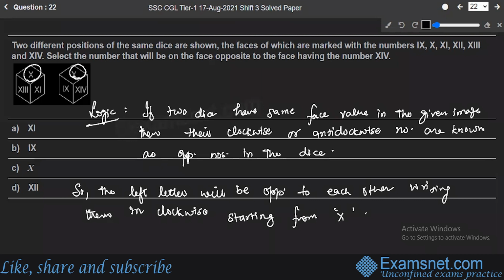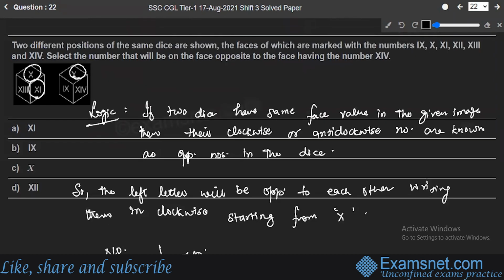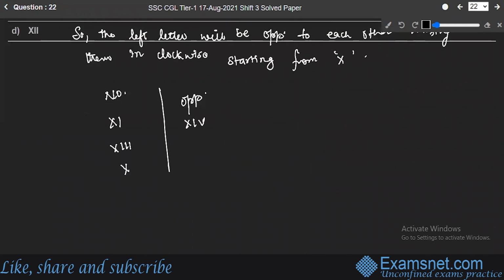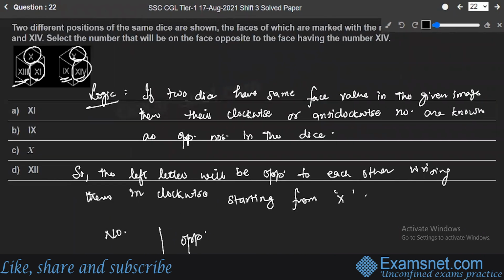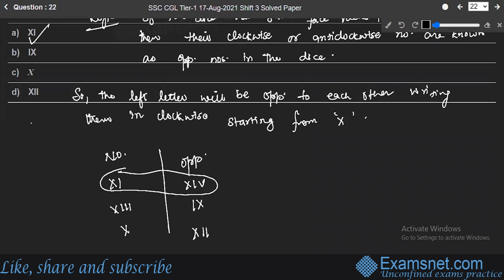I'll make a chart over here. That will be easy. I'll write down the number and the opposite to that. To 11, to 13, and to 10. To 11, you have the opposite as 14. To 13, you have the opposite as 9. And to 10, if you open the whole dice, you will see the opposite is 12. Now in our question, what was the question about? You had to answer what will be the opposite face to 14. The opposite face to 14 is number 11, right? Let's look at the options. Option A is the correct answer to our question. Hope you are clear, right?